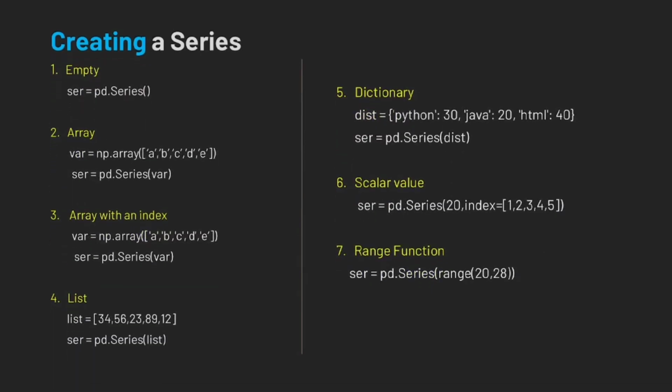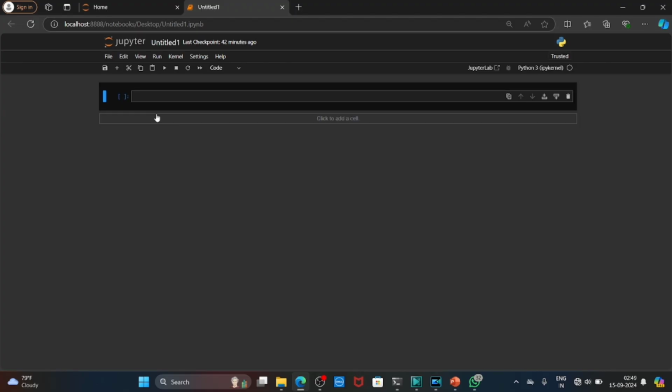Next topic, creating a series. In the real world, a pandas series will be created by loading the dataset from existing storage. Storage can be an SQL database, CSV file, or Excel file. Then a series can be created in different ways. Here are some ways by which we create a series. First, we open the Jupyter notebook. We will explore how to create an empty series.